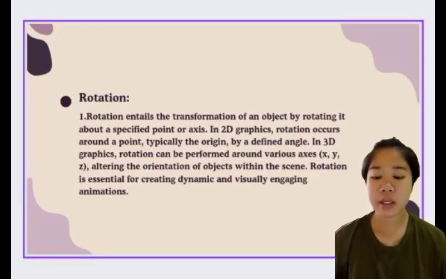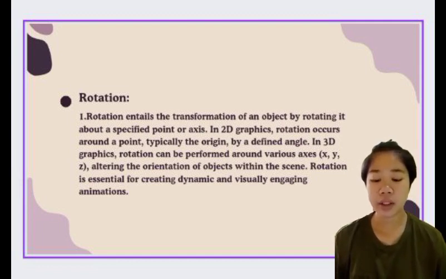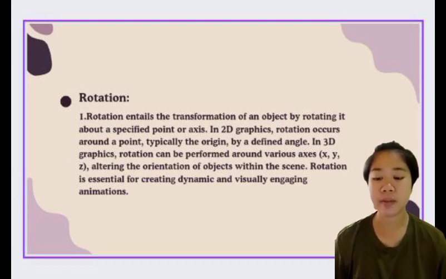Rotation. Rotation entails the transformation of an object by rotating it about a specified point or axis. In 2D graphics, rotation occurs around a point, typically the origin, by a defined angle. In 3D graphics, rotation can be performed around various axes, x, y, and z, altering the orientation of objects within the scene. Rotation is essential for creating dynamic and visually engaging animations.